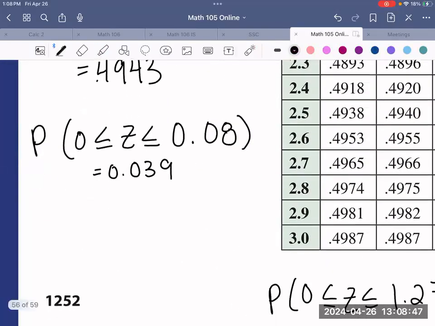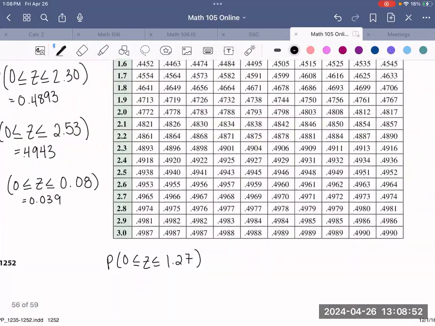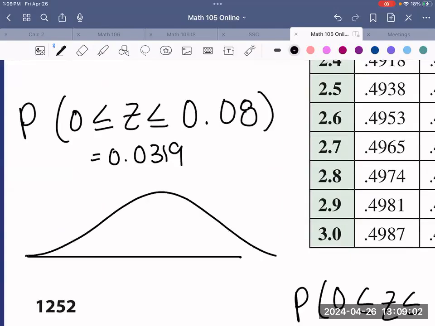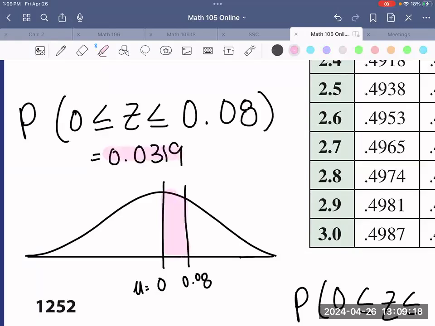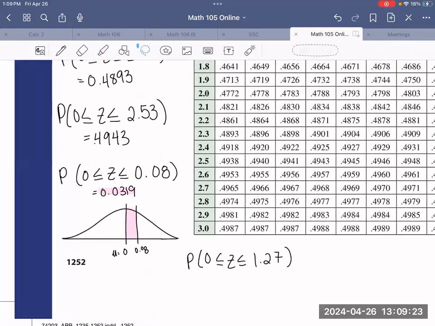0.039. Now, oops, I left one decimal place off: 0.0319. Okay. Now, if I were to draw a quick picture, this is just our standard graph. Your mean is 0, and we're going all the way up to 0.08. So that just means our shaded portion here is 0.039.